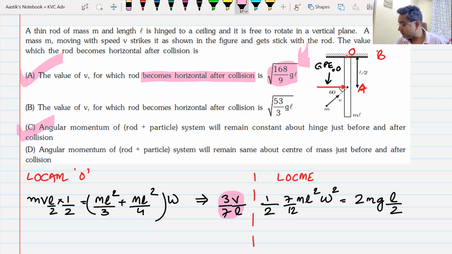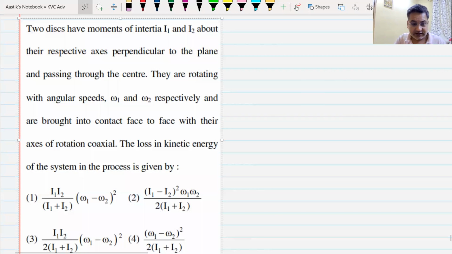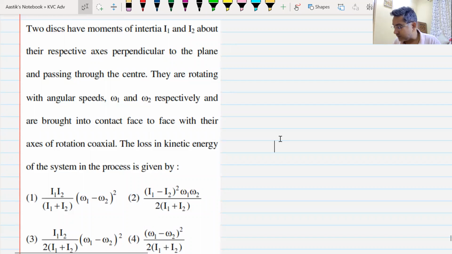Now look at this one. Same question we did in class, and you can see the same question coming in your JEE of 2021. I'm taking all these questions from previous year papers. You can check them. This is 2021 JEE.